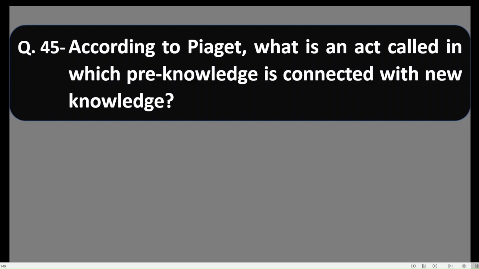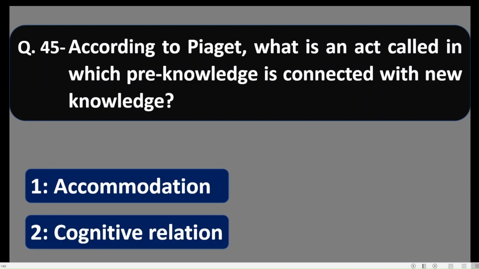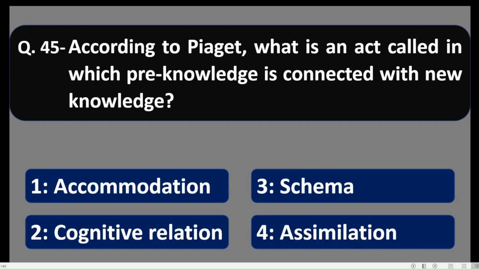Question number 45. According to Piaget, what is an act called in which pre-knowledge is connected with new knowledge? Number 1, accommodation. Number 2, cognitive relation. Number 3, schema. And number 4, assimilation. Friends, assimilation is the correct option. Accommodation is the process in which a new thing is learned without having any pre-knowledge, and cognitive relation is nothing of the type. Schema is the smallest unit of knowledge, and in assimilation the new knowledge is connected with pre-knowledge.